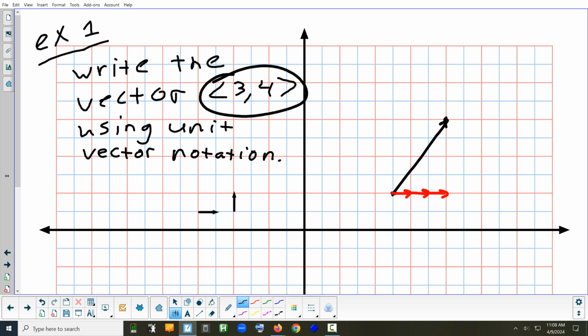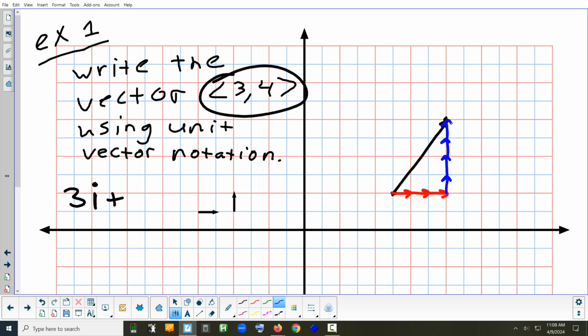There's kind of a name for it if you stack 3 i's together. It would be, yeah, that's 3i. That's the first part of how you write this vector as what's called a unit vector. 3i, plus we need to stack something on the end of it. How many j's do we need to get up to this terminal point? 4. So 1, 2, 3, 4.